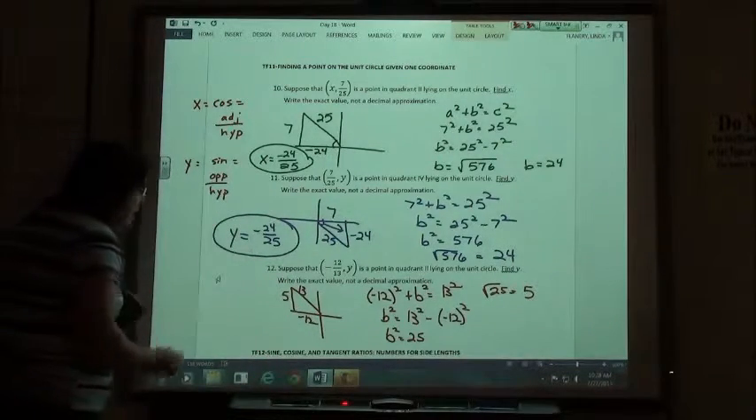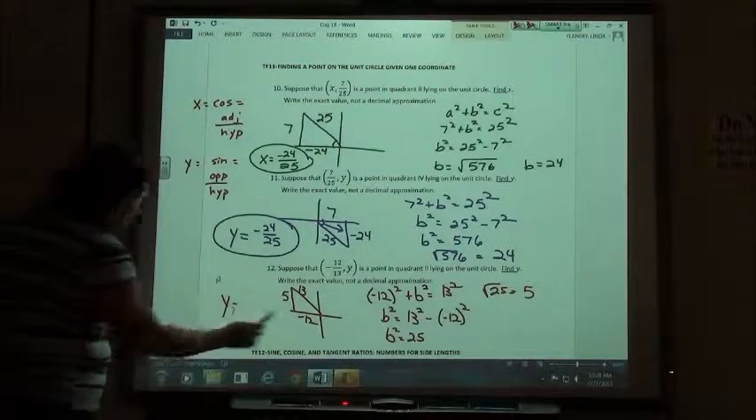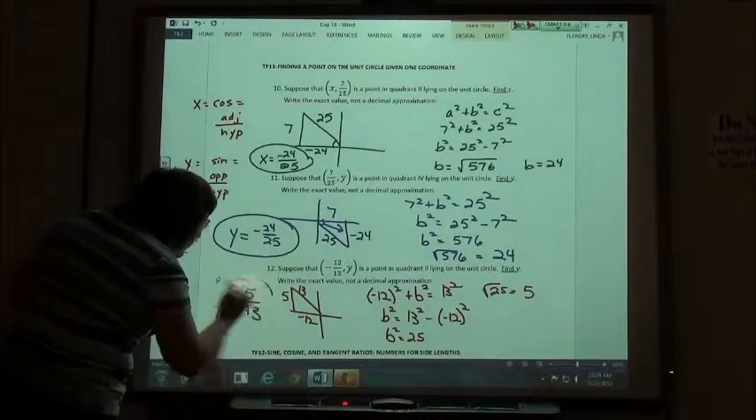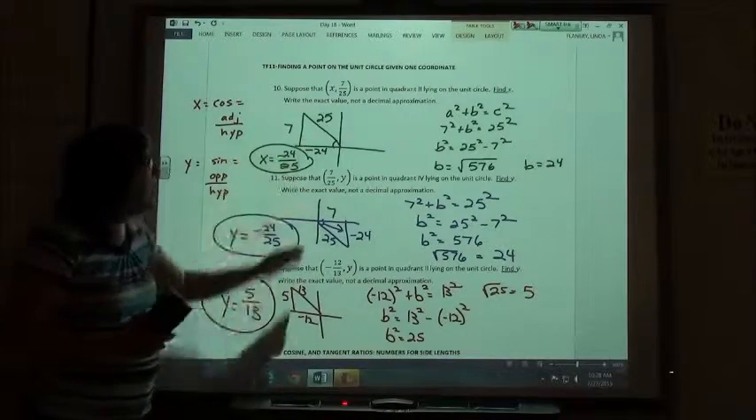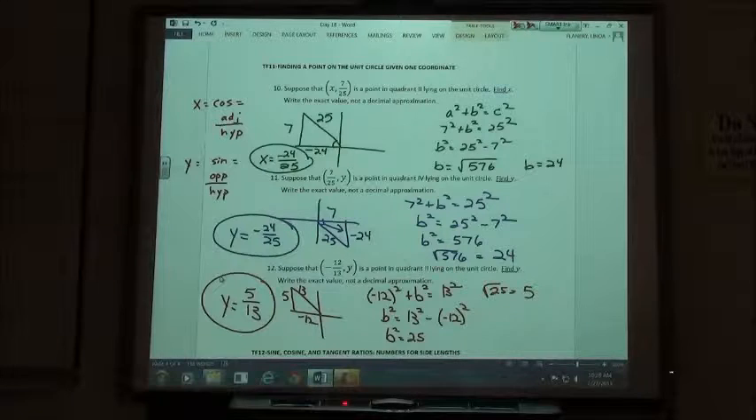And then we are finding the y value. The y value is the opposite over the hypotenuse, so 5 over 13. So basically we're going to use the Pythagorean theorem to find our missing side so that we can figure out what our other point should be in our reference triangles.